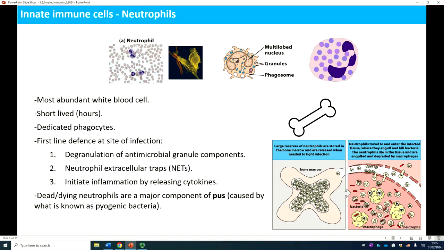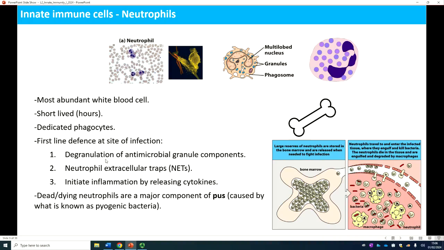First up is the neutrophils. These are one of the most abundant classes of leukocytes in the body. They're quite short-lived, only a matter of hours. You can see that they're held in reserve in the bone marrow, and then they're released in response to infection, where they'll migrate to the tissues and phagocytose, so ingest, bacteria. So they are actually dedicated phagocytes, and they provide that first line of defense.